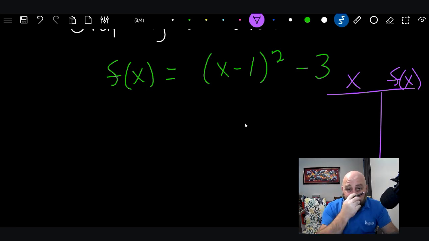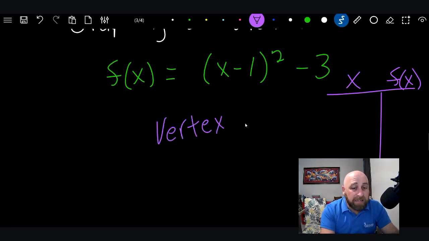And now, you don't just want to throw in any random number. Let me show you what I mean by that. Here's the easiest way to do this. First of all, let's find the vertex. The vertex is very easy to locate in this one because our vertex is h, k.